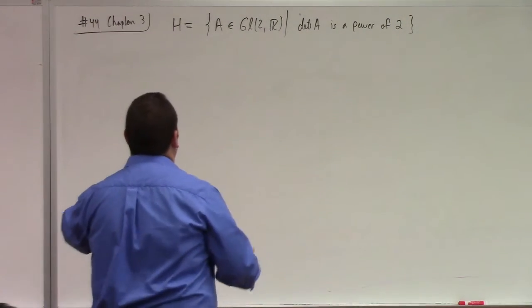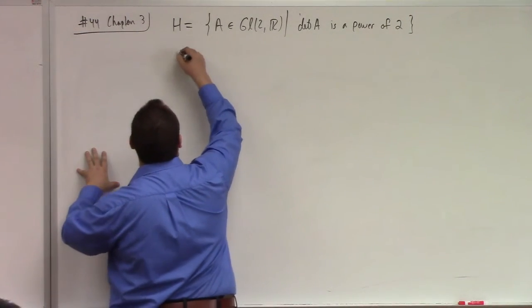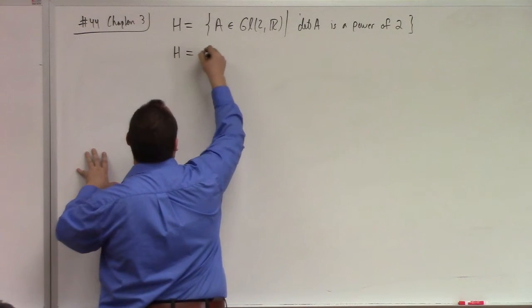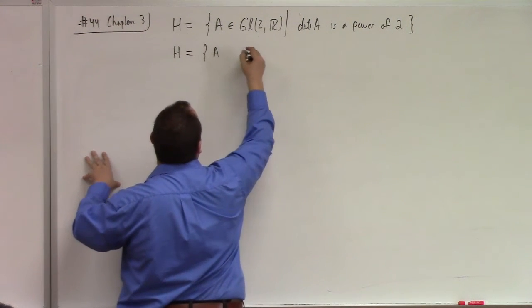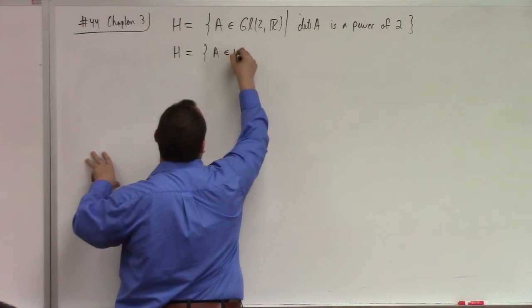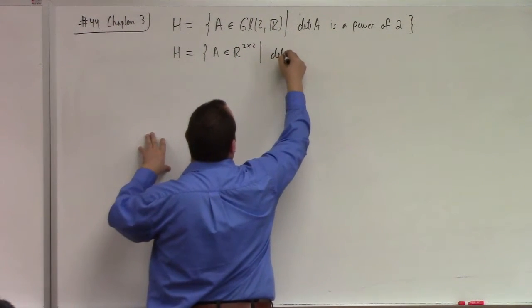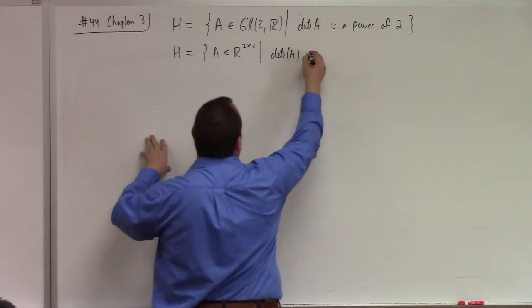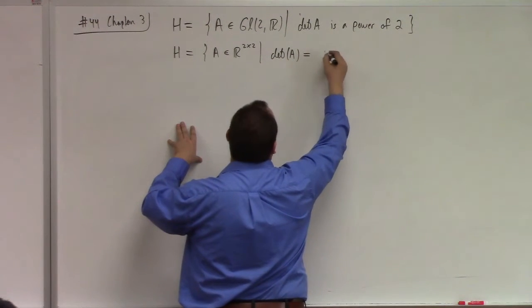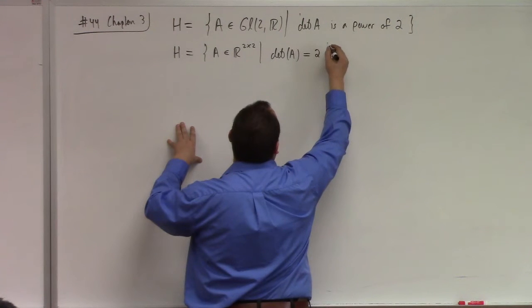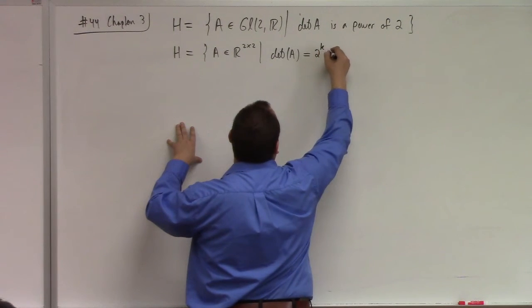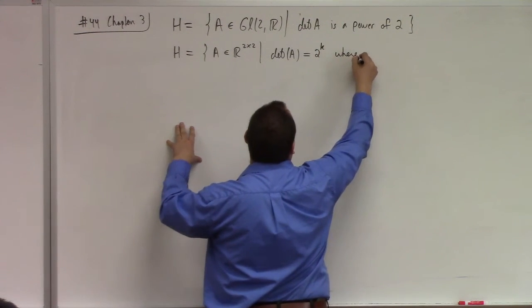All right, so let me first of all repackage this a little bit. What are we really saying? H is equal to A, 2 by 2 matrices, right? Over the reals, such that what? Such that the determinant of A is equal to 2 to the k, where, see, I don't know.